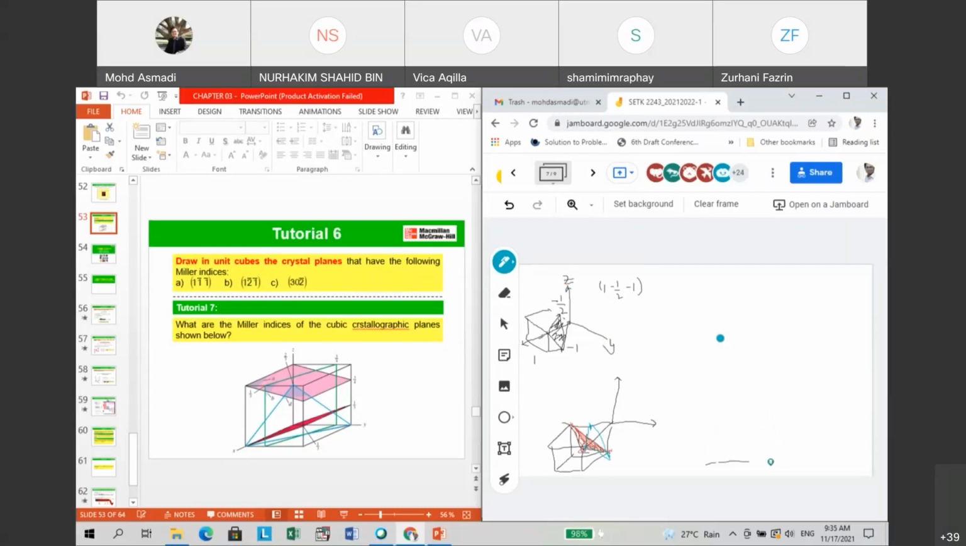Good. See, you have this one, right? Tutorial 7. Can you determine the Miller indices for A? This one, the pink shade. What is the Miller indices for A? Can you write it down? There is infinity there. So what you have to do is locate and determine each point, and then you have to take the reciprocal.